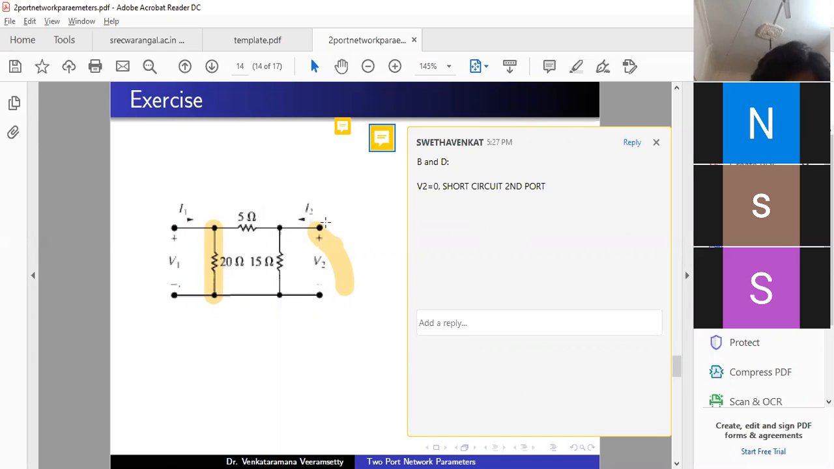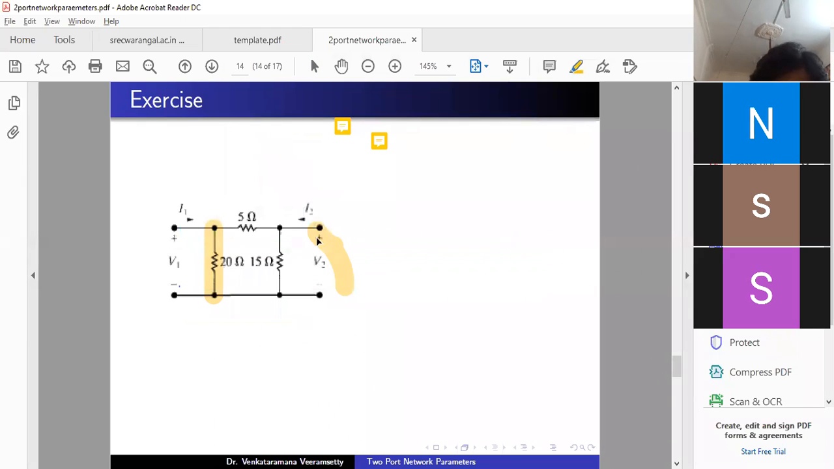So short circuit the second port, meaning V2 equal to 0. We short circuit the second port like this. The second port is short circuited now. If the second port is short circuited, anyone can tell what is the significance of this 15 ohm resistance? Zero. There is no significance of the 15 ohm resistance. Just forget about it, because if there is a short circuit across any resistance, no current flows through that resistance, so you can simply neglect it.